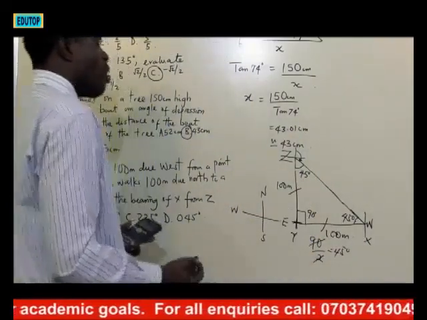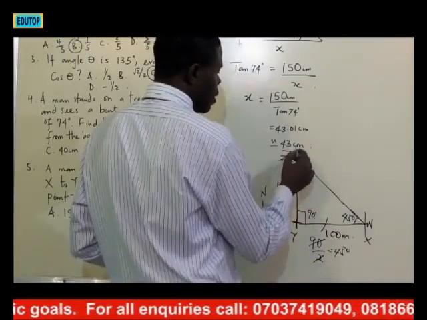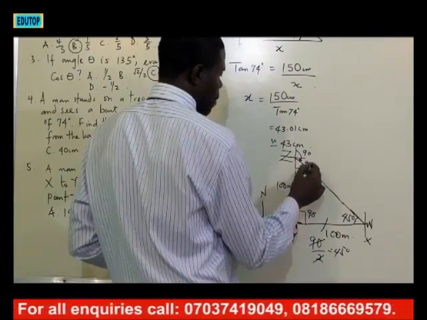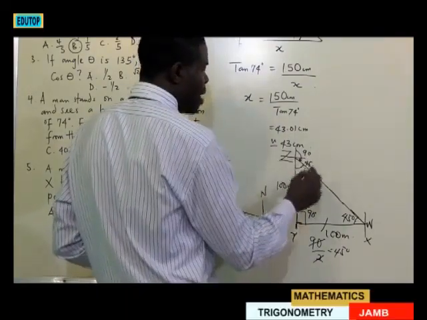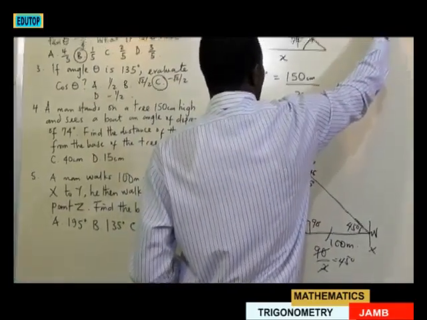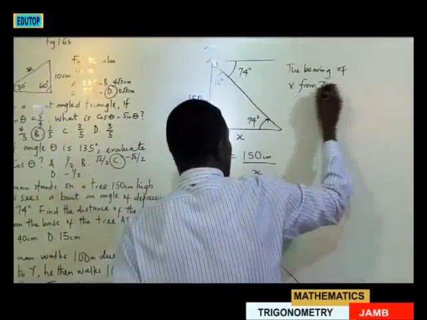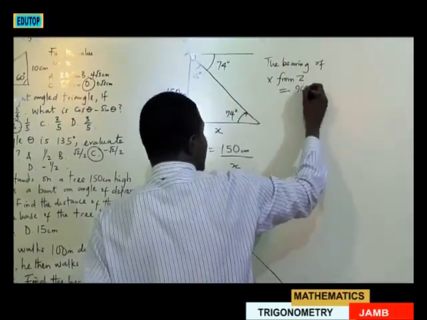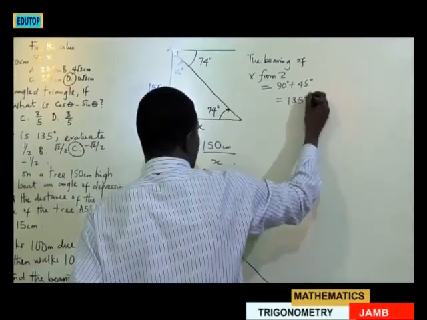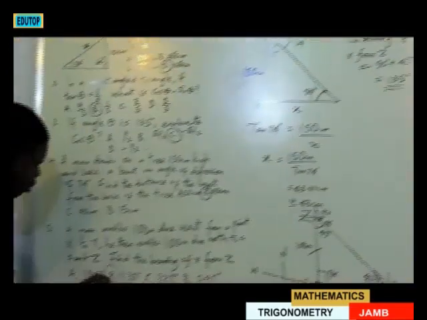Now, we want to find the bearing of X from Z, which is from this place to this place is 90. This place to this place is 90, and this place to this place is what? 45. So automatically we can now write that the bearing of X from Z will be equal to 90 degrees plus 45 degrees, and that will give us 135 degrees. So the answer will definitely be 135 degrees, and which is what? Option.